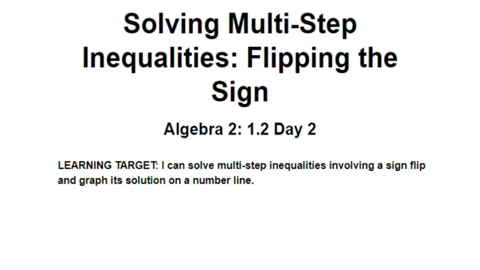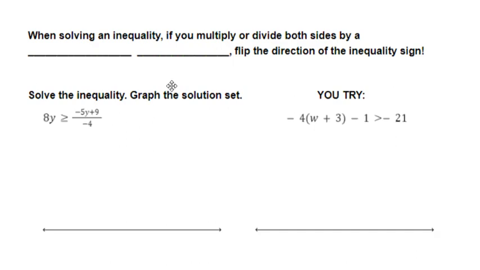Okay? So with no further ado, your learning target is to be able to solve a multi-step inequality involving a sign flip and graphing that solution on the number line. Okay, so here's the big part. When solving an inequality, if you multiply or divide both sides by a, well, it's whenever you do it by a negative number.